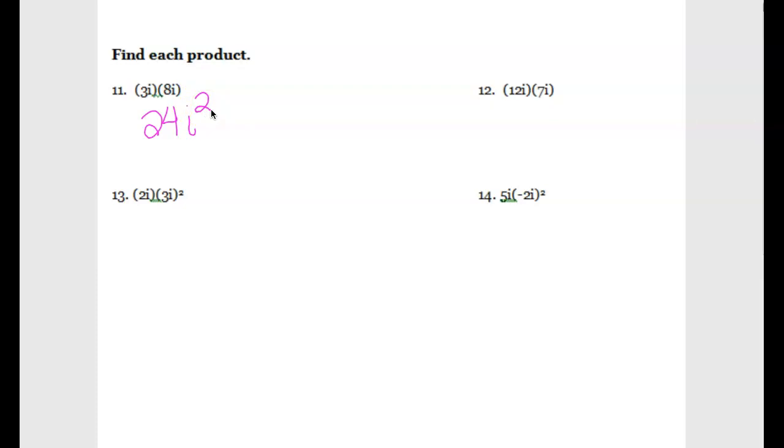But we don't want to leave any powers on our i's. So final answers must always have i to the power of 1. So you're going to go back to yesterday and say, okay, well, i squared is negative 1. So instead of being 24i squared, it becomes negative 24. And we see that 2 imaginary numbers multiplied together become a real number.